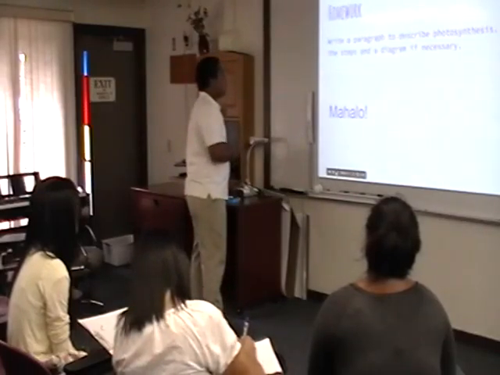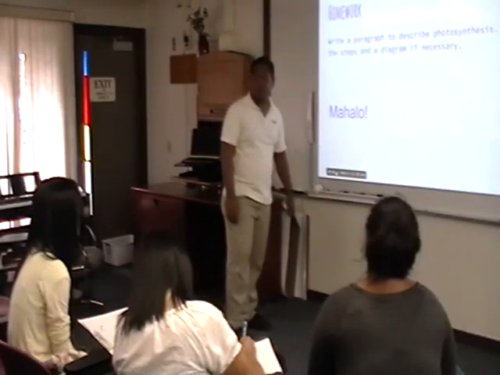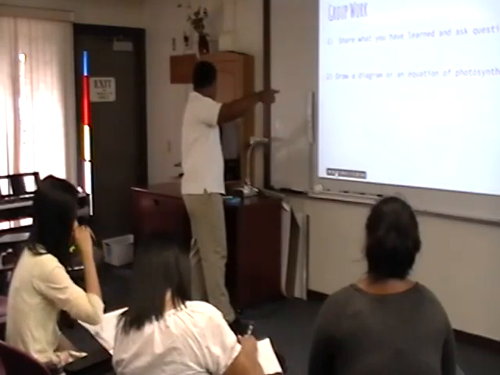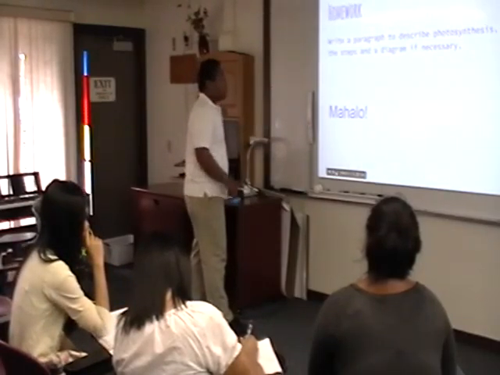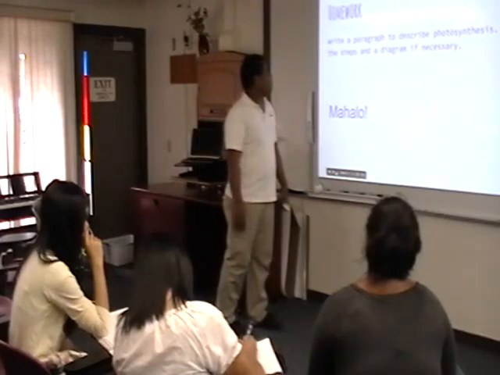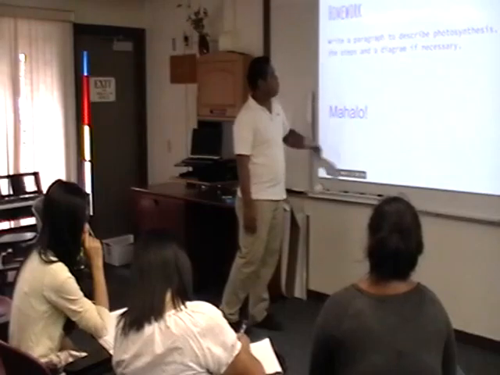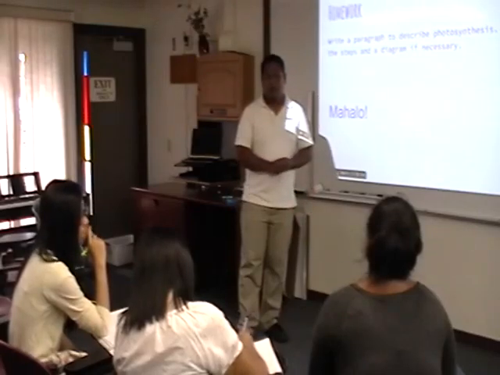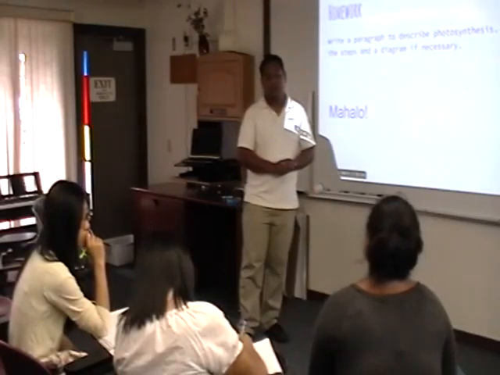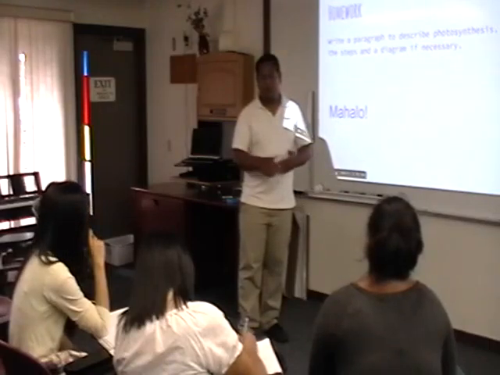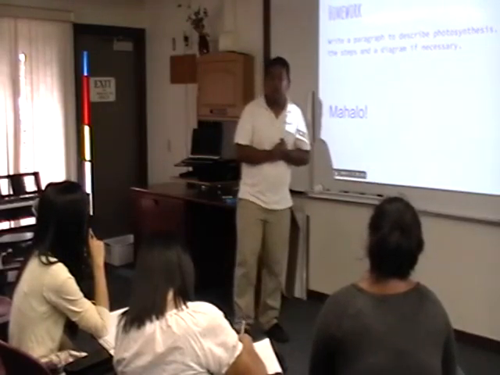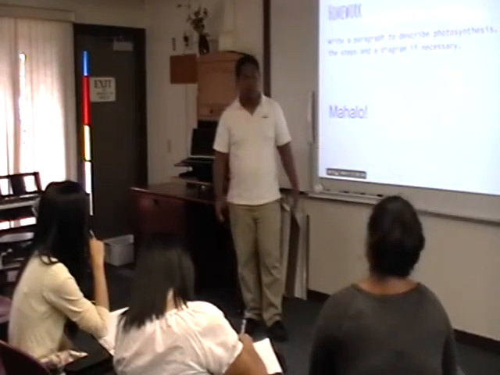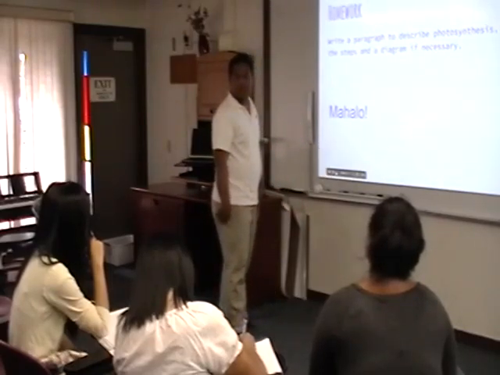Plus that, you're going to write a paragraph. So two things: draw a diagram or an equation of photosynthesis, and then write a paragraph to describe it. Please include the steps. It doesn't matter if you include the diagram or not, but we are in high school, so it's a better way if you have the picture and interpret it and go deeper.